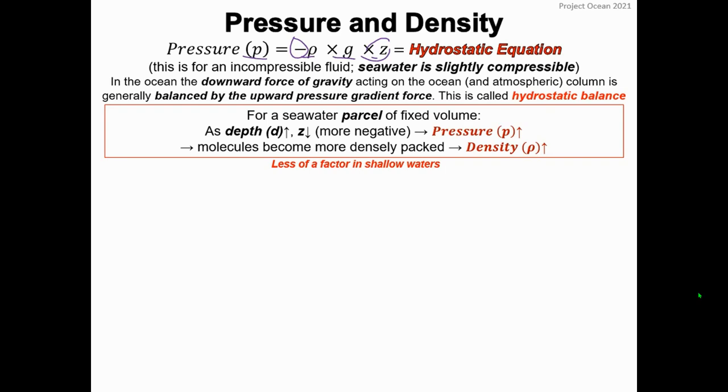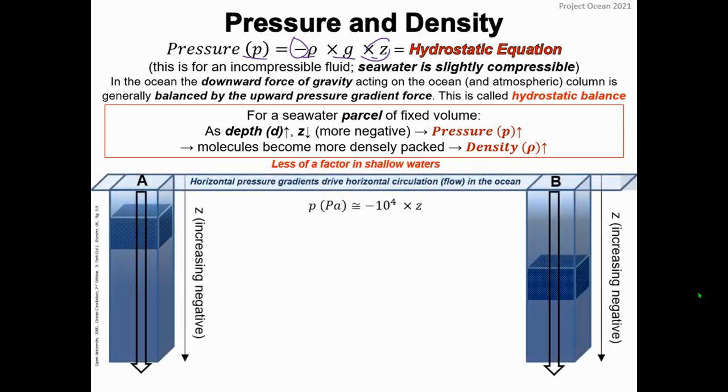As depth increases, z becomes more negative, pressure goes up. Therefore, molecules become more densely packed. Therefore, density goes up. Now, pressure is actually the dominant feature that drives density in a deep ocean water column, but it's less of a factor for the variability of density in shallow waters. We'll see that in a second. But pressure, obviously, is going to change density of a water parcel. Let's look at this graphically.